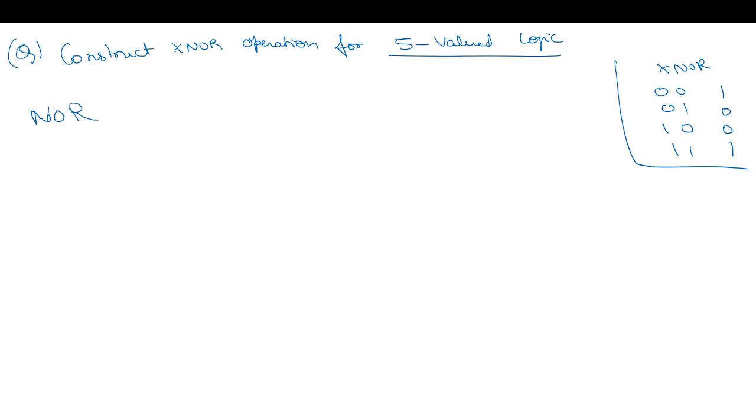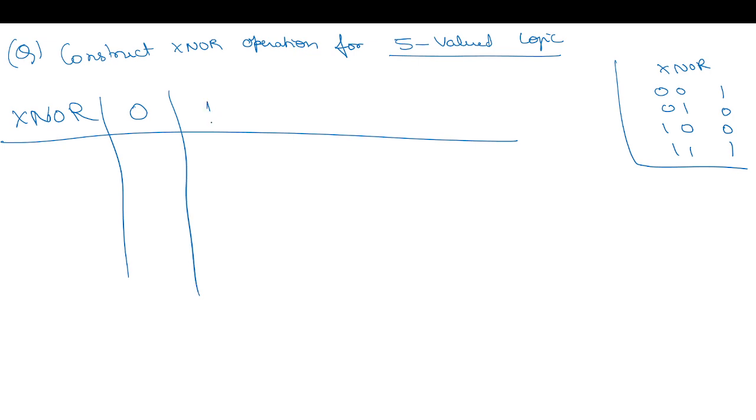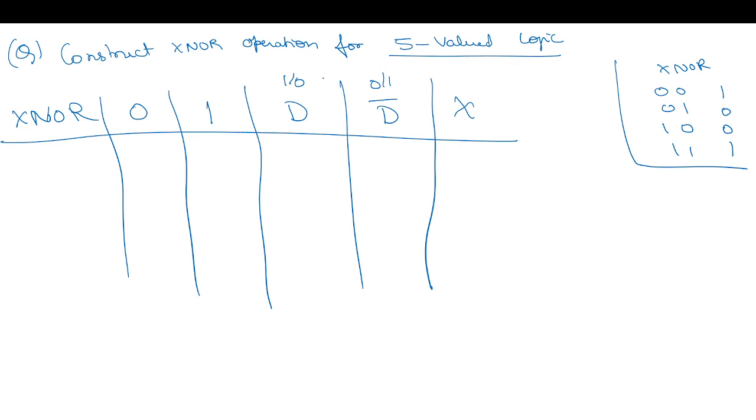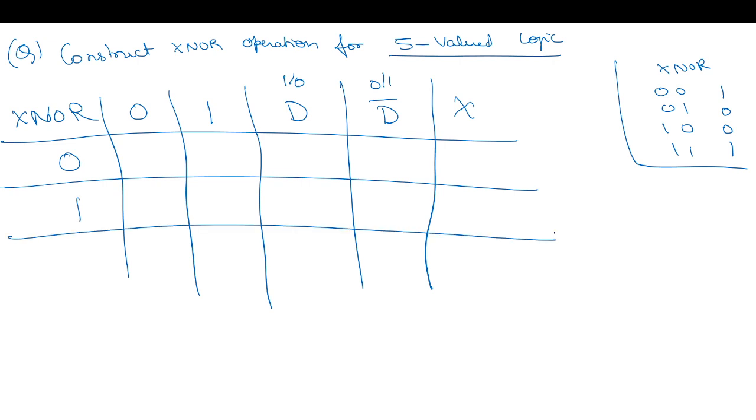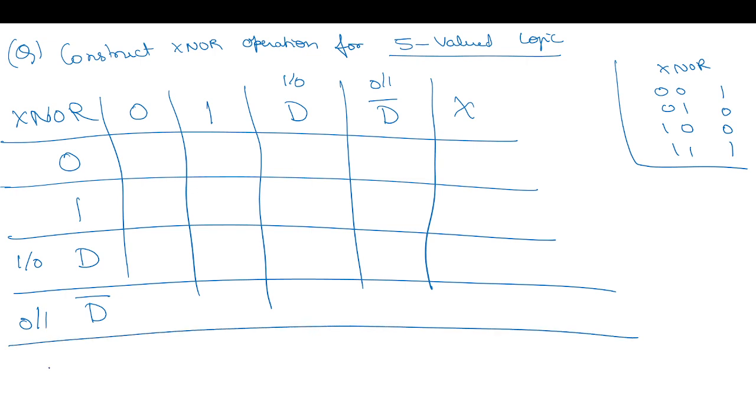Now let's write for XNOR. 0, 1, D. We know D is 1 by 0. D bar, which is 0 by 1. And X, which can be either 1 or 0. 0, 1, D, which is 1 by 0, D bar, which is 0 by 1, and X.